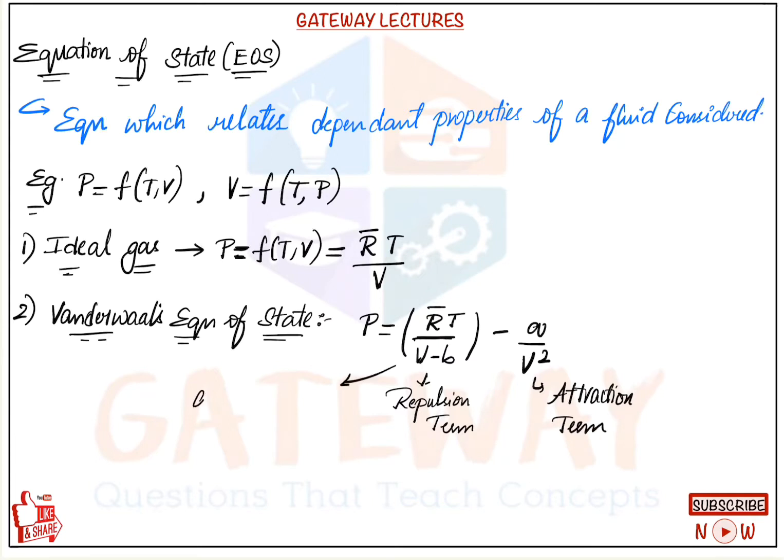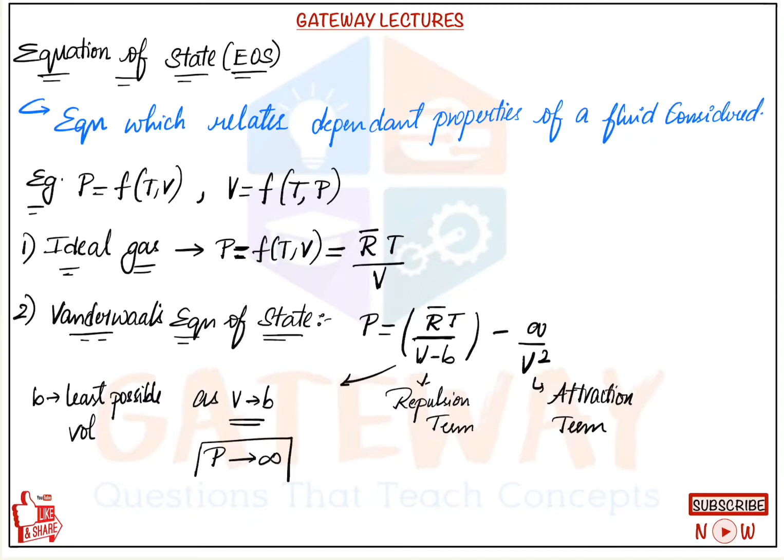Here, as volume tends to B, and here the B is the least possible volume that a molecule can be compressed. So as V tends to B, then we can say that pressure tends to infinity.